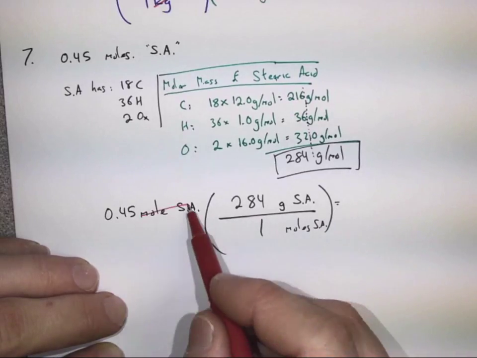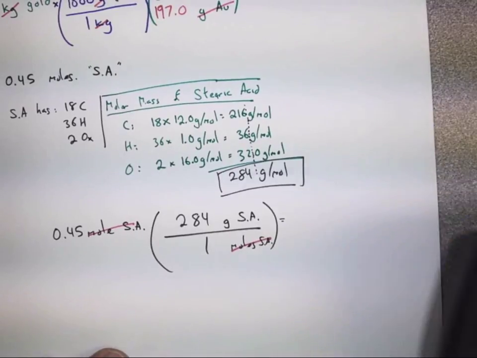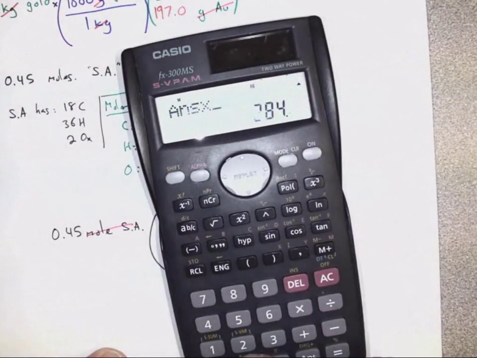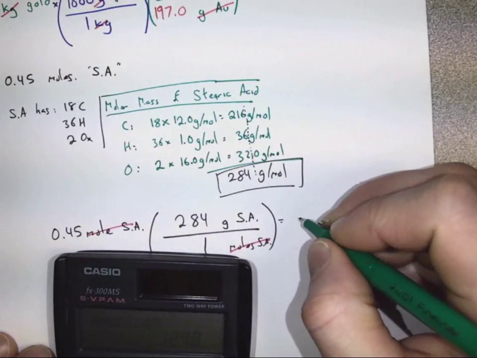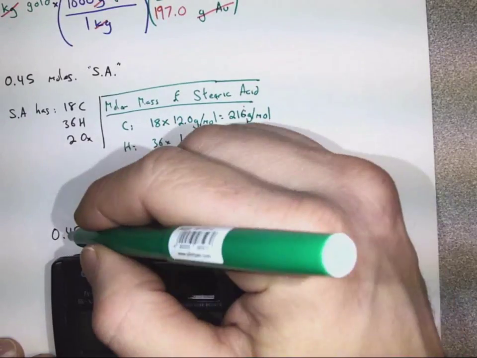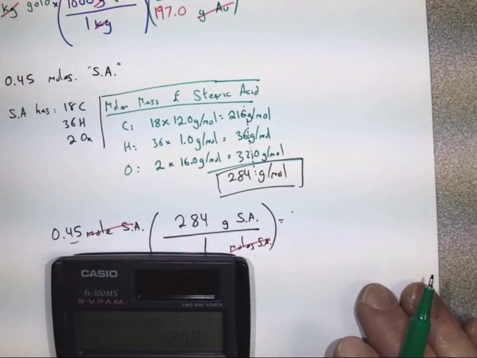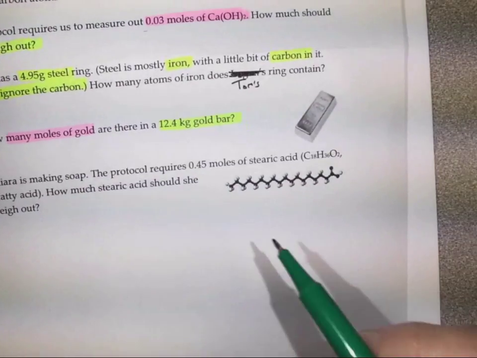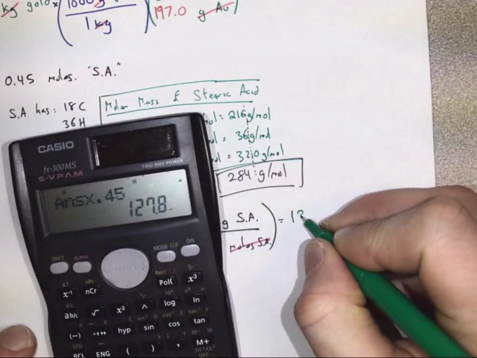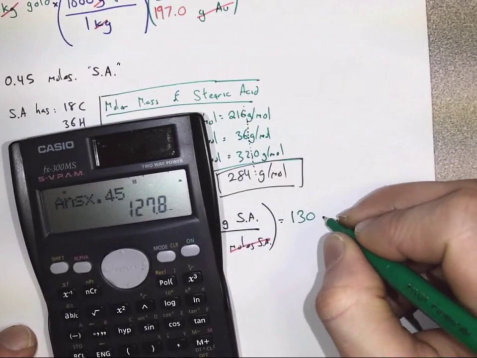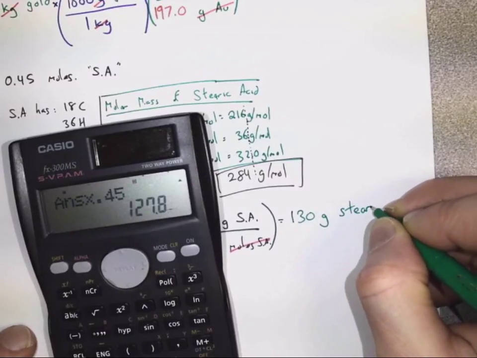And our moles of stearic acid cancel out, and that's going to tell us we're going to have 284 times 0.45, 127.8, which I'm going to round because there's 2 sig figs, it looks like, with the stearic acid, but I'm going to double check my original question. And it looks like there are just 2 sig figs there, so we're going to round this to 130 grams stearic acid.